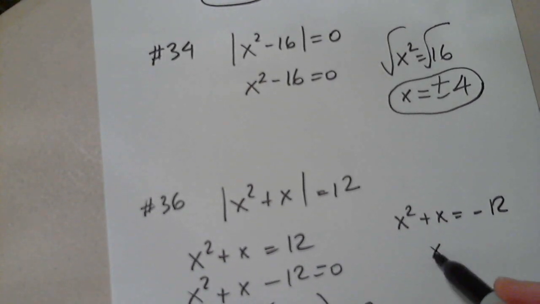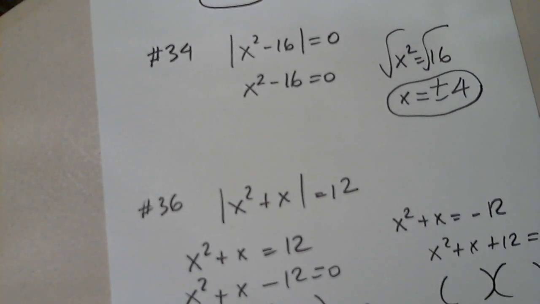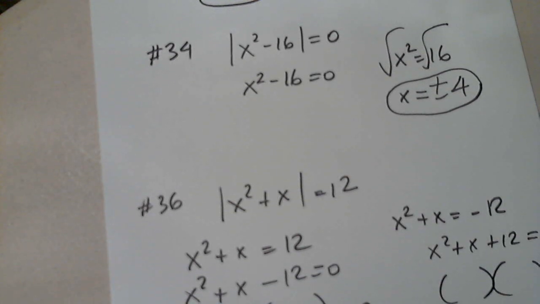The same thing here. x squared plus x plus 12 equals 0, and it's not difficult to factor, so let's factor. The leading coefficient is 1, no greatest common factor, no negative leading coefficient. Easy. Easy peasy.